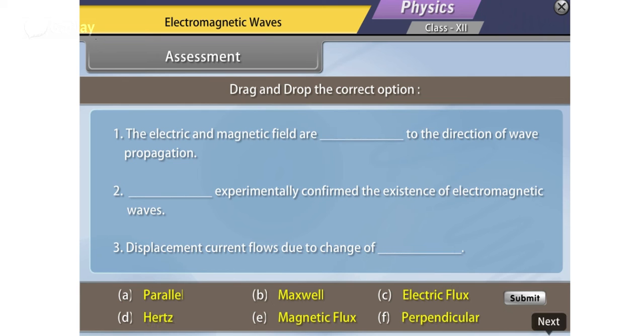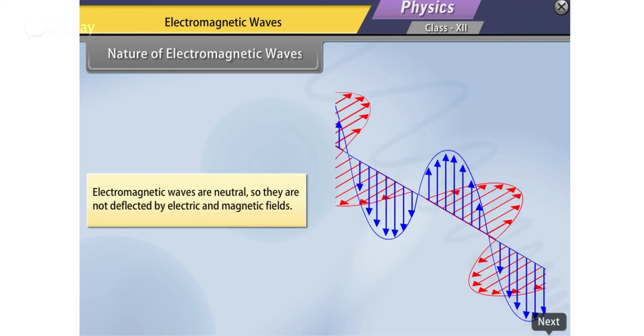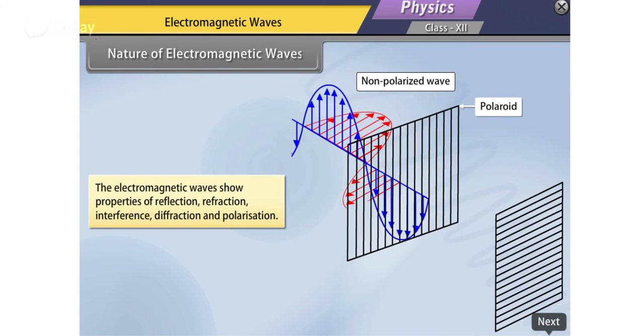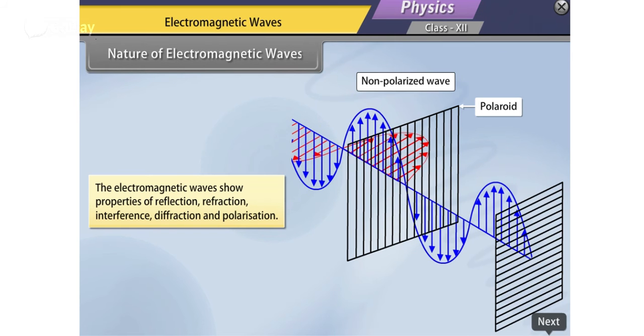Nature of electromagnetic waves. Electromagnetic waves are neutral, so they are not deflected by electric and magnetic fields. The electromagnetic waves show properties of reflection, refraction, interference, diffraction, and polarization.